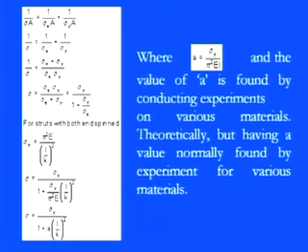Where A is equal to sigma y over pi square E, and the value of A is found by conducting experiments on various materials, because E depends on the material. So it depends on what material we are using and what kind of shapes there are. It is sensitive to the material property theoretically, but the value is normally found by experiments for a variety of materials.